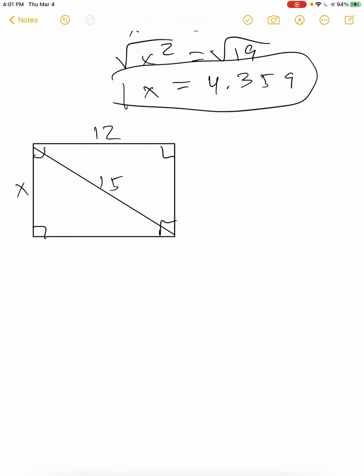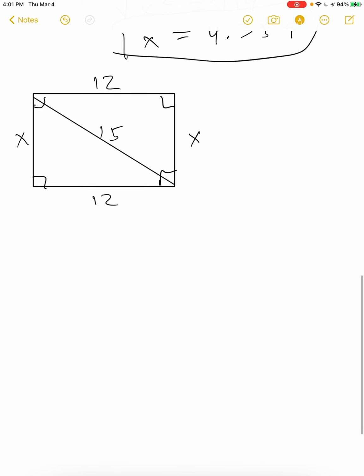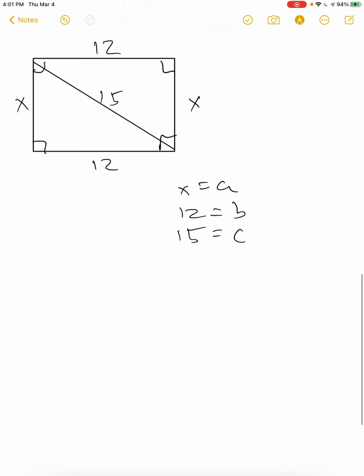So there's 2 ways that you can do this. You know that this x will be there because it's a rectangle. You know that those sides have to be the same. And same thing down here for this being 12. So now you can go about saying that you have x is equal to A, 12 is equal to B, 15 is equal to C, right? So now you set it up the same way that we've been doing with A squared plus B squared equals C squared. So now we can say x squared plus 12 squared is equal to 15 squared.